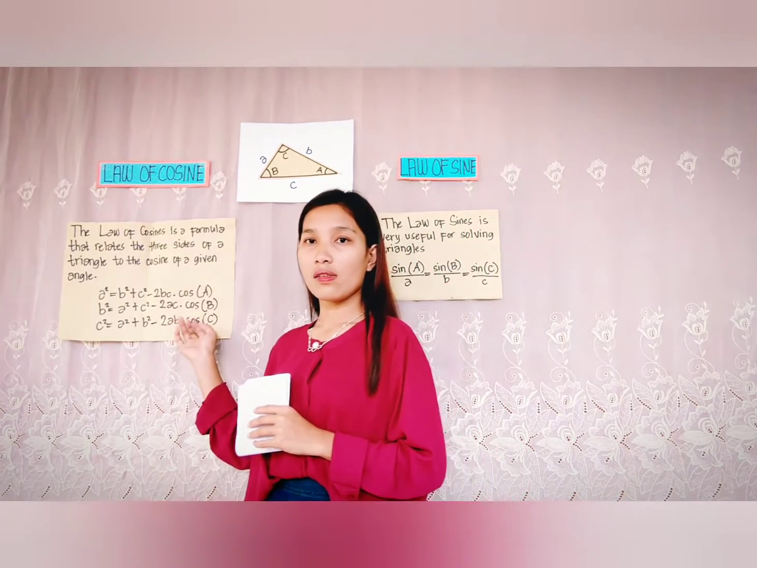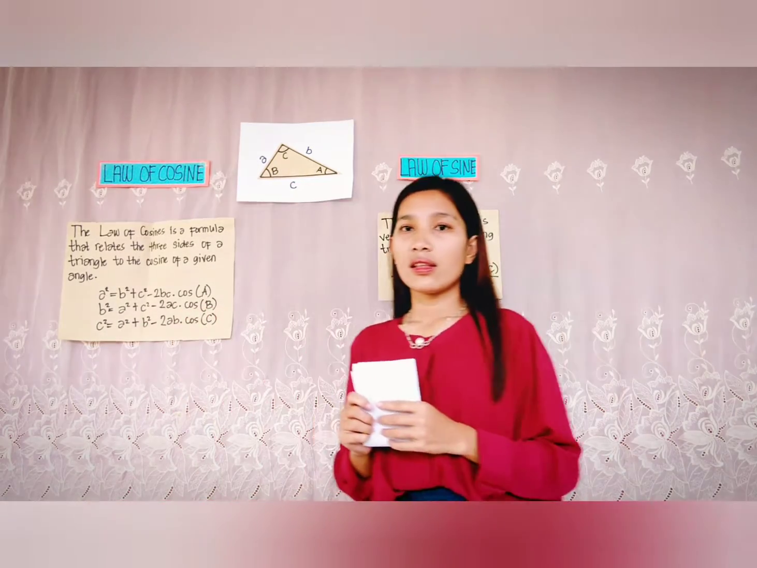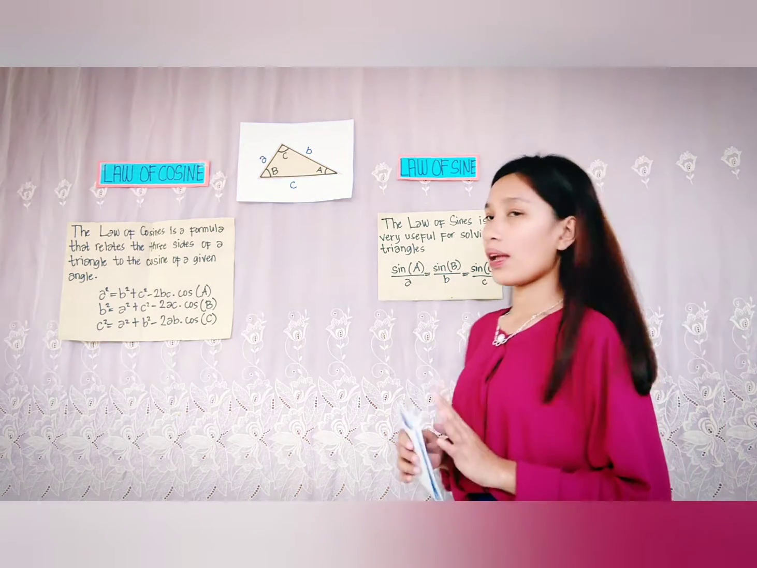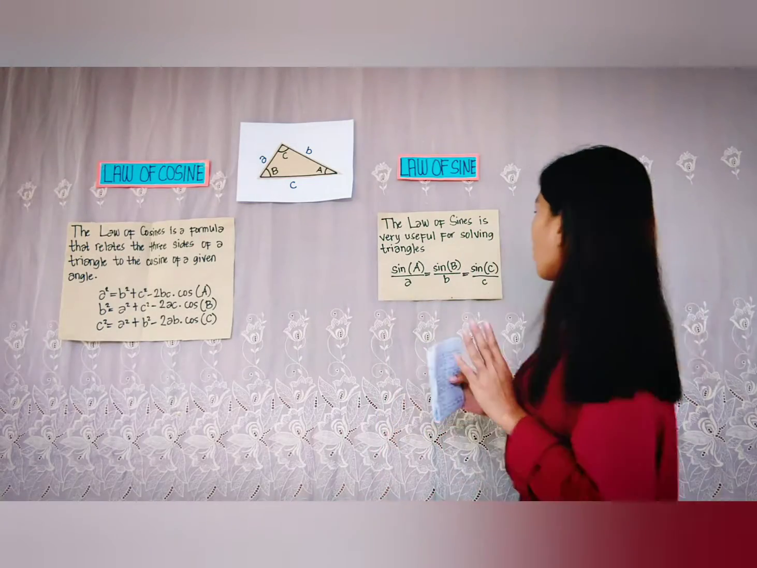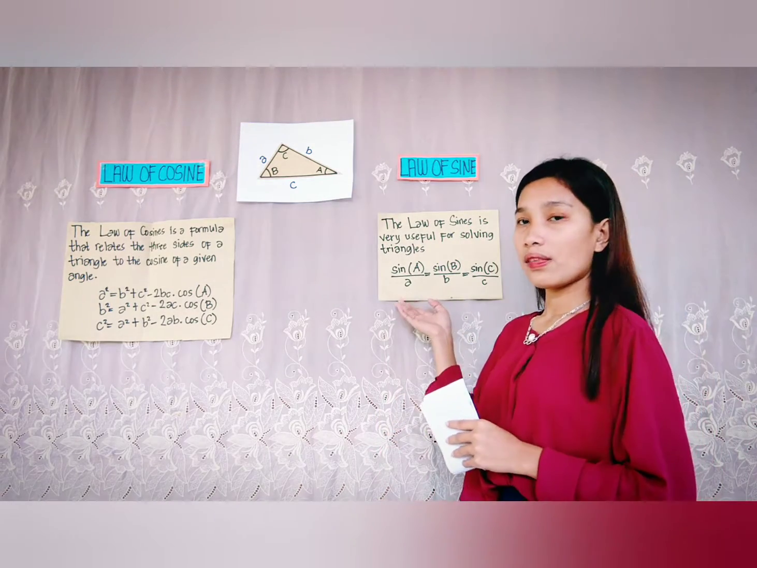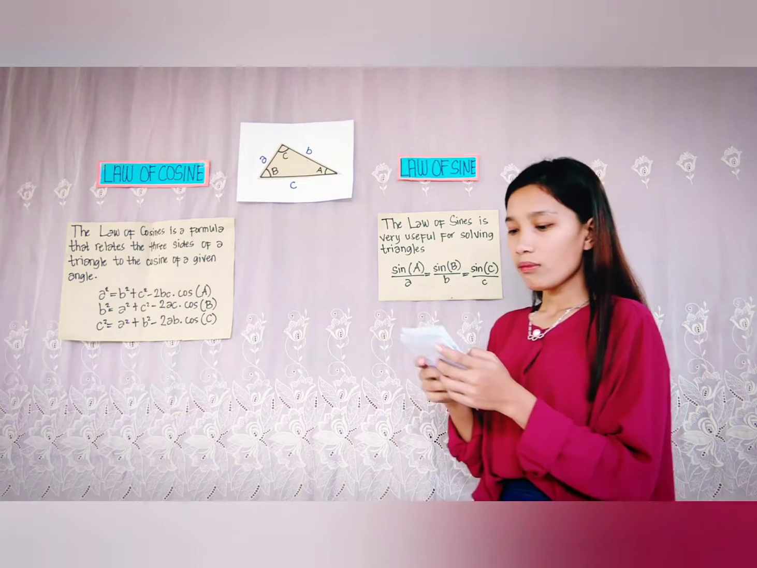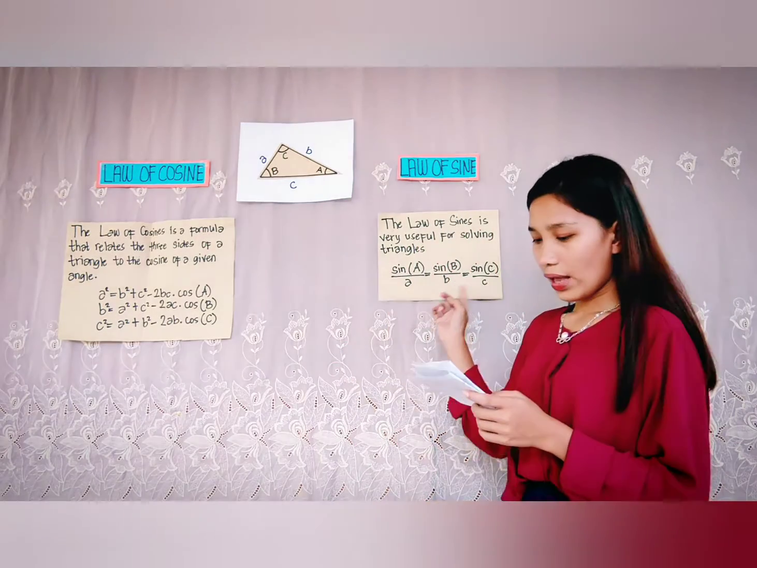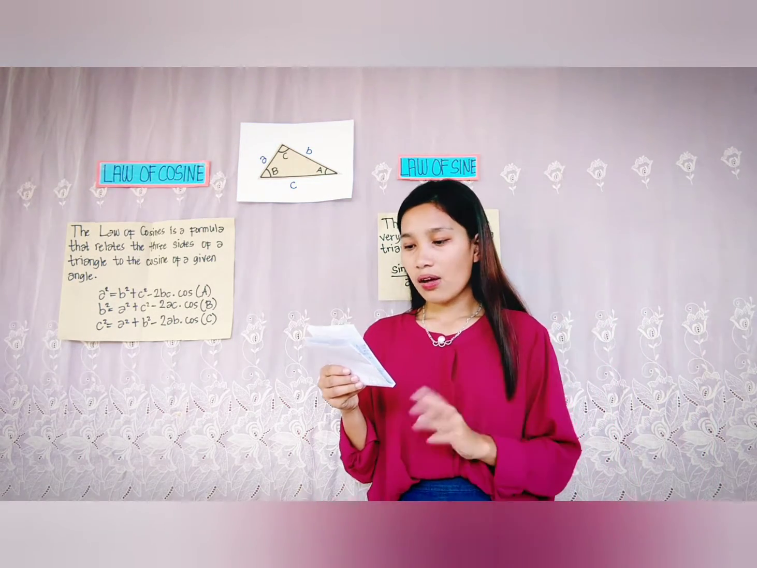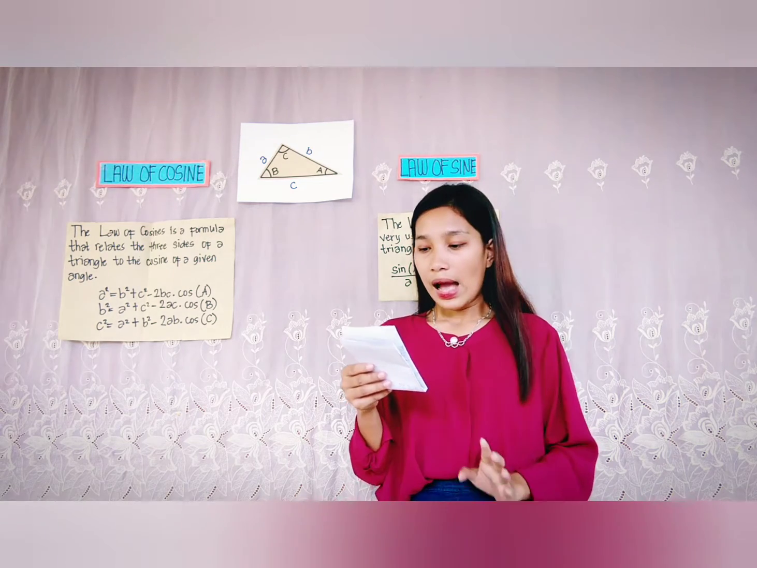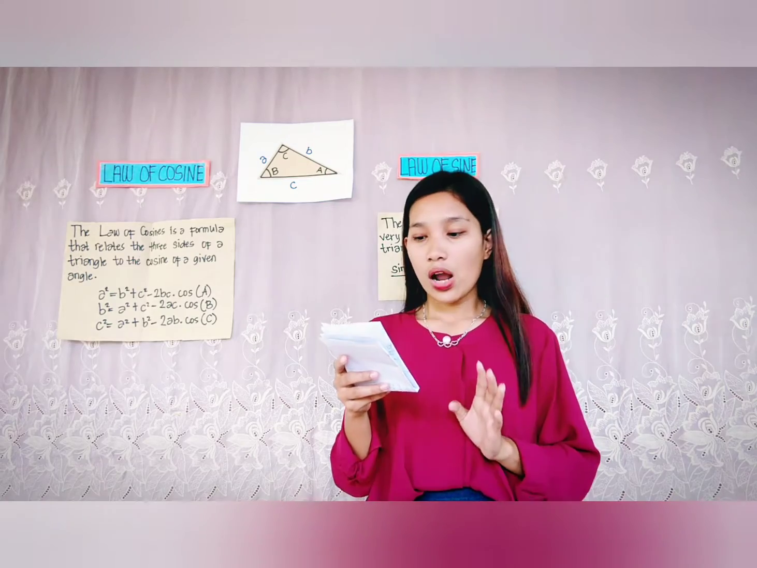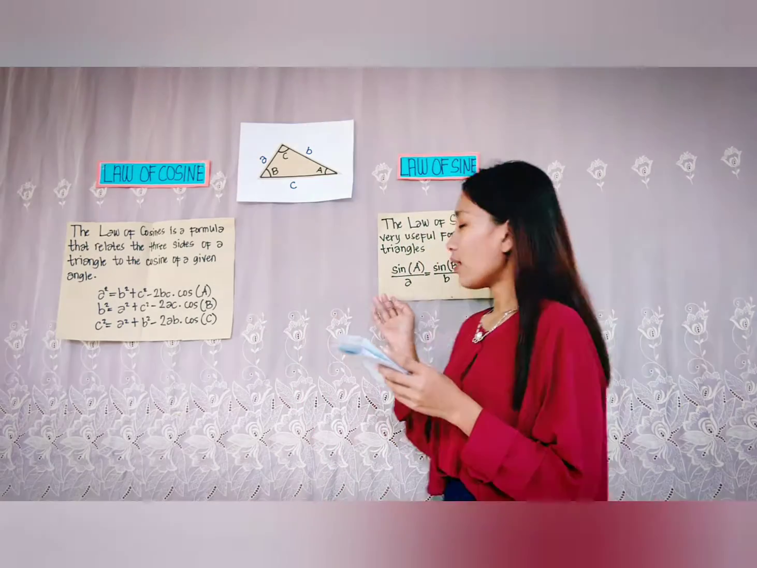And in the law of sine, we all know that law of sine is very useful in solving triangles. So this is the formula. The law of sine is based on the proportionality of the sides and the angles in the triangles. The law states that for the angles of a non-right triangle, each angle of the triangle has the same ratio of side measure to the sine value.